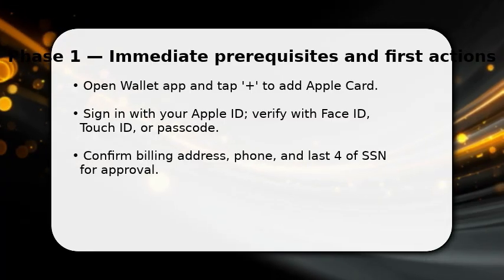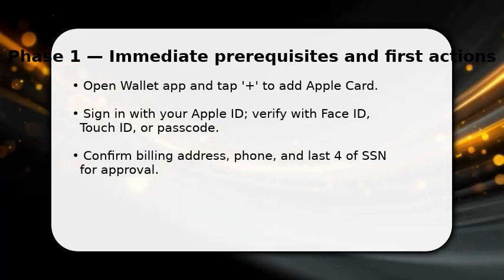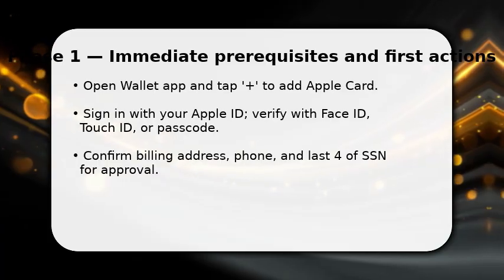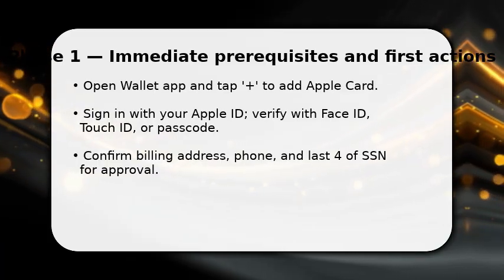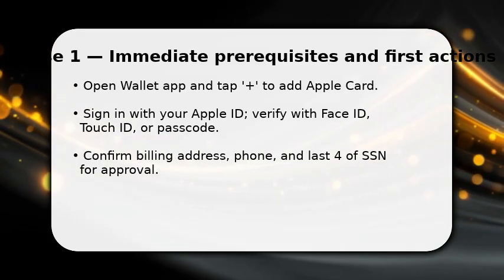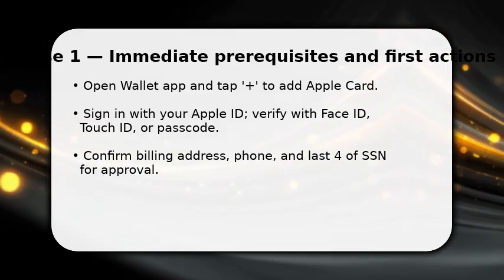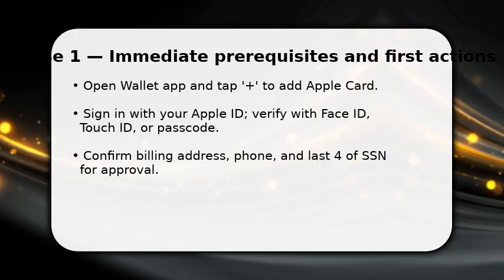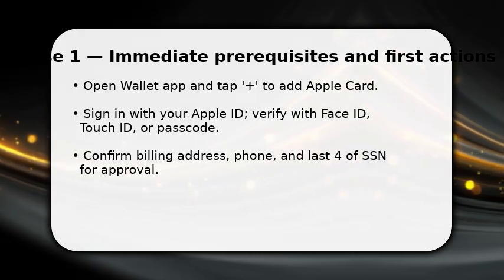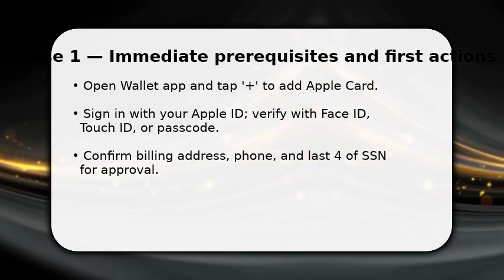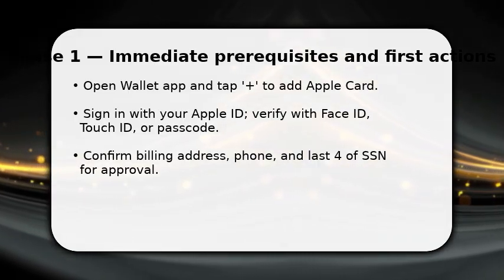You begin by adding the card in the Wallet app so you can use it immediately. Open Wallet, tap the plus icon, and choose Apple Card, then sign in with your Apple ID. Because identity matters, verify with Face ID, Touch ID, or your passcode. This prevents fraud. Once done, make sure your billing address, phone, and the last four of your social security number match your account. That speeds approval and unlocks the card for purchases.